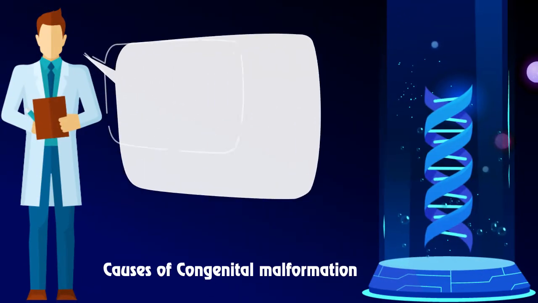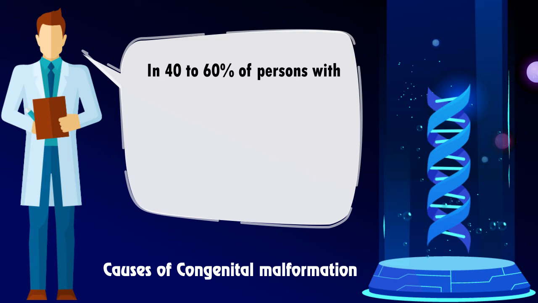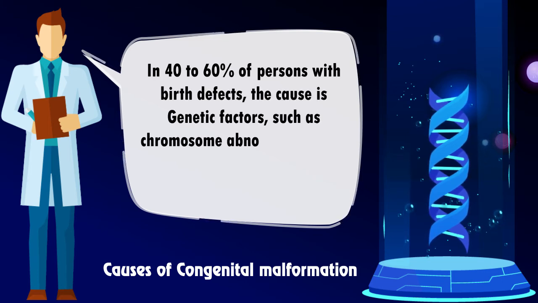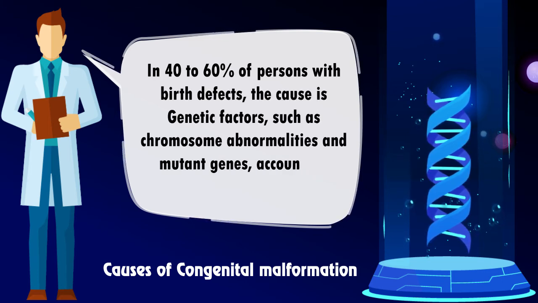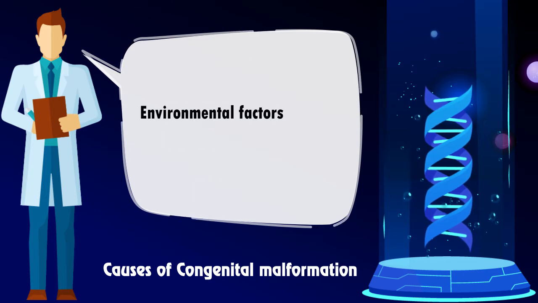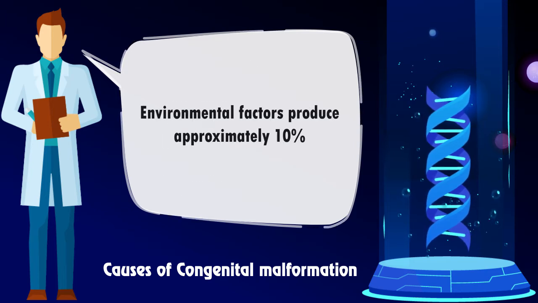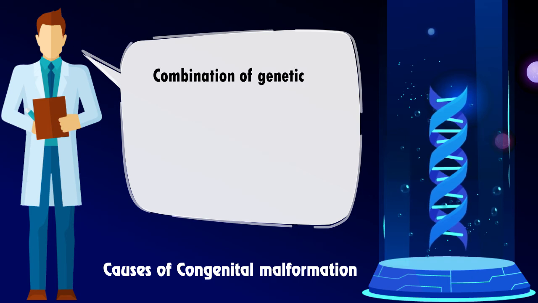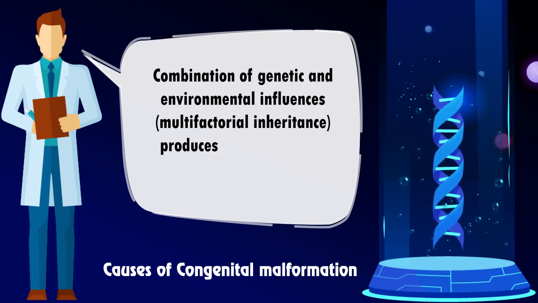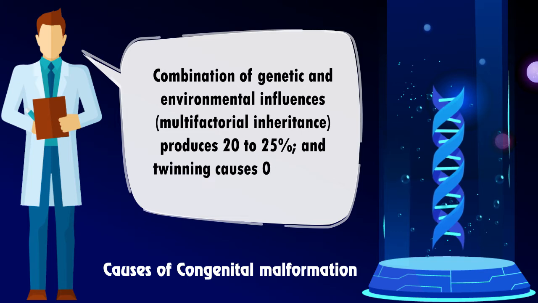Causes of congenital malformation. In 40 to 60% of persons with birth defects, the cause is unknown. Genetic factors, such as chromosome abnormalities and mutant genes, account for approximately 15%. Environmental factors produce approximately 10%. A combination of genetic and environmental influences, multifactorial inheritance, produces 20 to 25%, and twinning causes 0.5 to 1%.